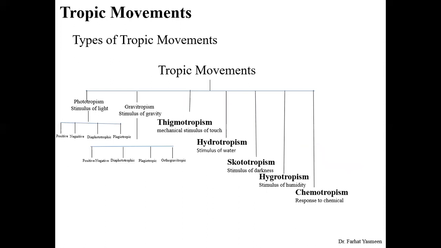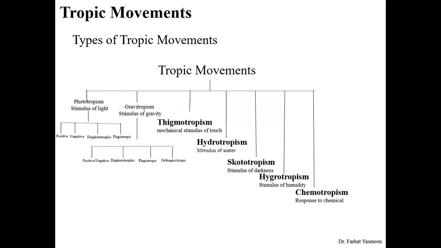Further tropic movements are known as thigmotropism. Thigmotropism is basically the tropic response in which movement is influenced by the response to touch. Meaning if there is any mechanical stimulus of touch, then there will be a movement. For example, the touch-me-not plant. If you touch that plant, then in response to the touch, that plant will immediately close its leaves. So that type of response is known as thigmotropism.